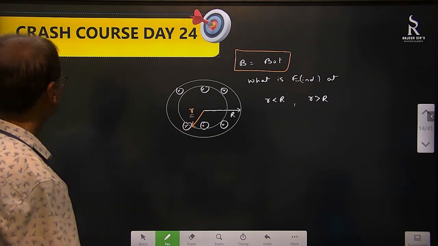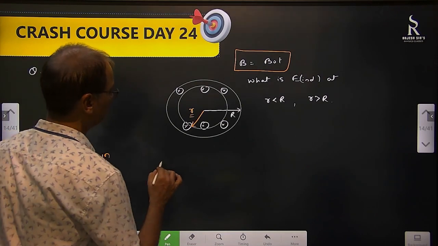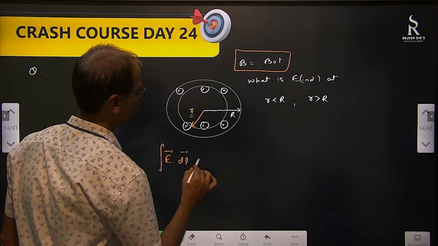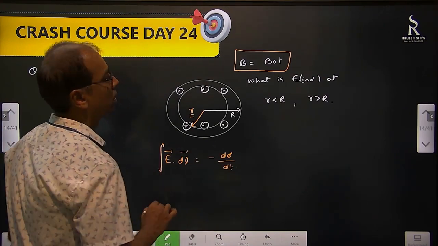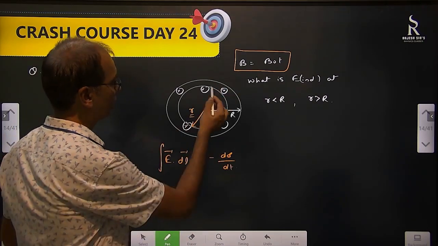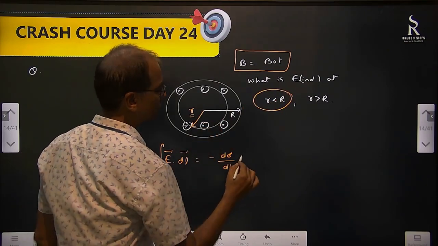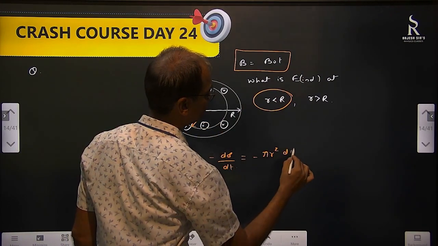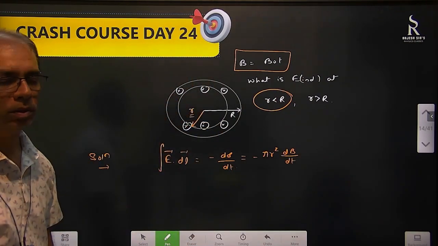Okay, and what we saw so far in the previous slide is that E dot dl is equal to minus dΦ by dt. The magnetic field is the only thing changing. So what is the area here? In this small one we have to find, r is smaller than R, so the area is this r. We'll write this as minus πr² into dB by dt.